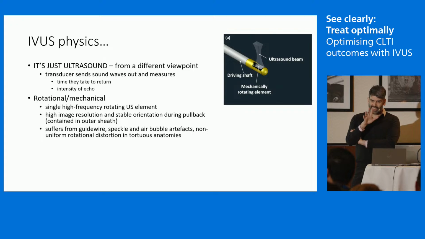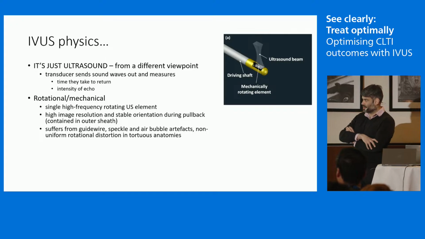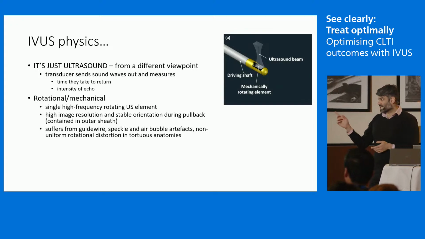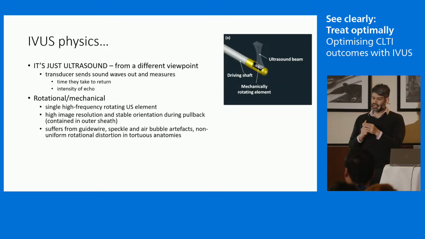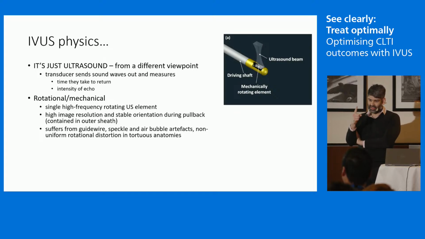Just a brief diversion about physics, because this is important in terms of choosing which IVUS devices you use: there are two main technical routes that you can take when generating an intravascular ultrasound image. So rotational or mechanical IVUS has a single ultrasound element of very, very high frequency that continually rotates very, very fast. And that's what makes your image. And you get a really high image resolution. And when you're pulling back, you get a nice stable orientation if the vessel is straight, because this inner ultrasound element that's rotating very fast is contained in an outer sheath, which keeps it stable.